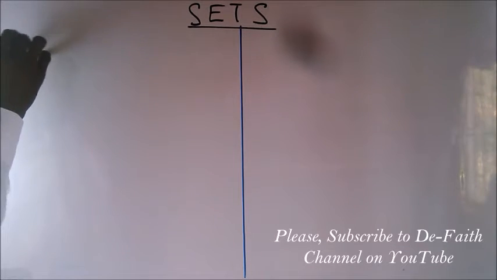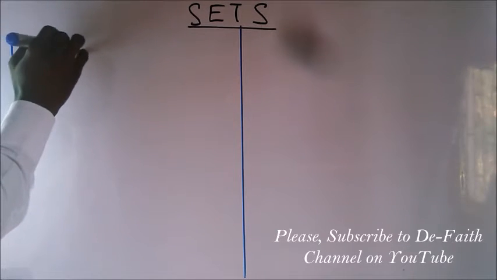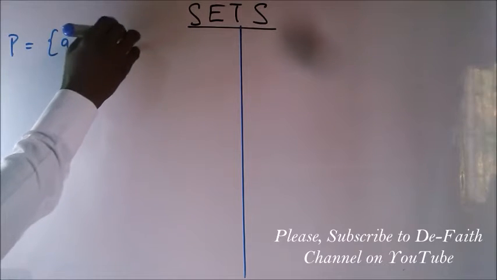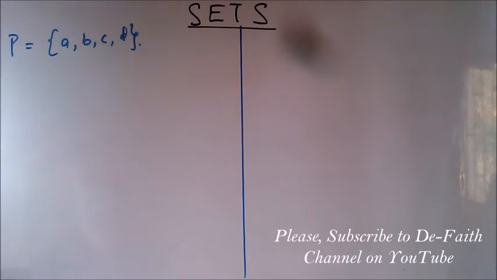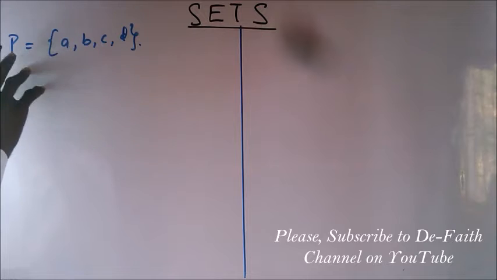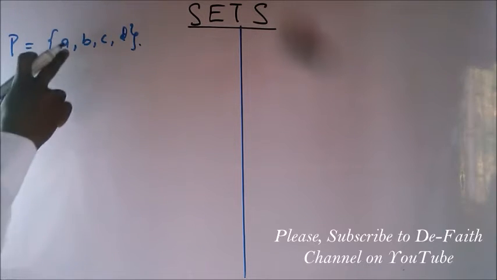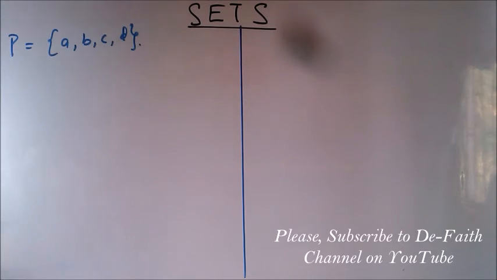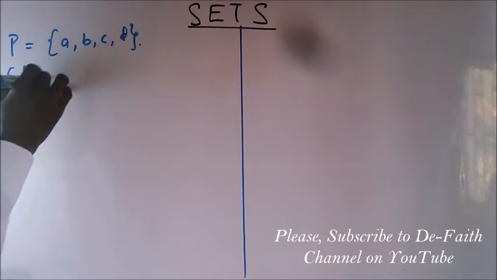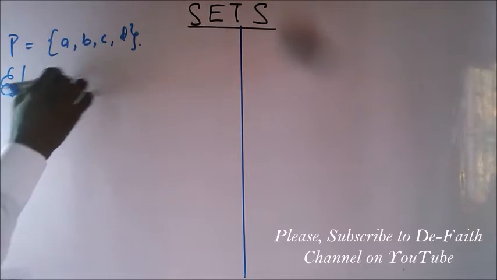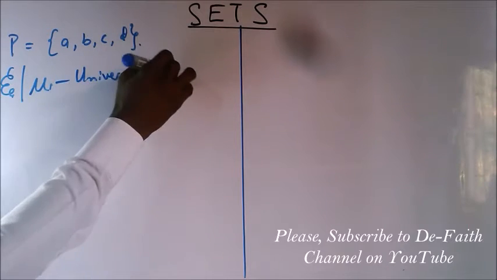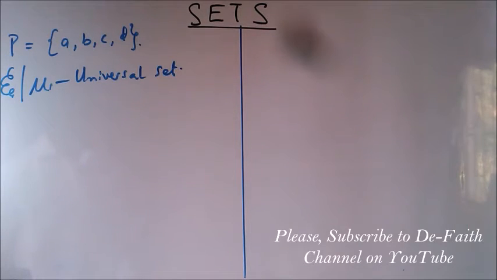For instance, you have P equal to {A, B, C, D}. What does this mean? It means that the elements of set P are A, B, C, and D alone. If you have this, it means a universal set. We are referring to all elements that could be mentioned under that particular subject.